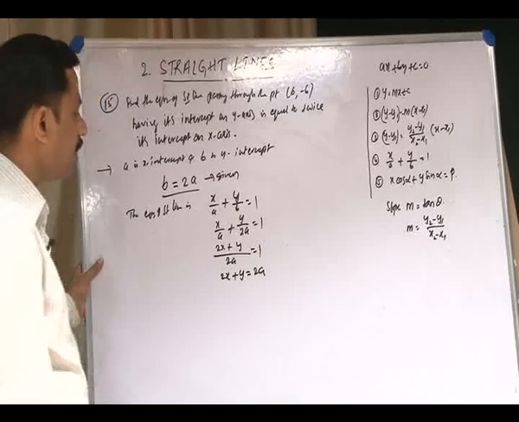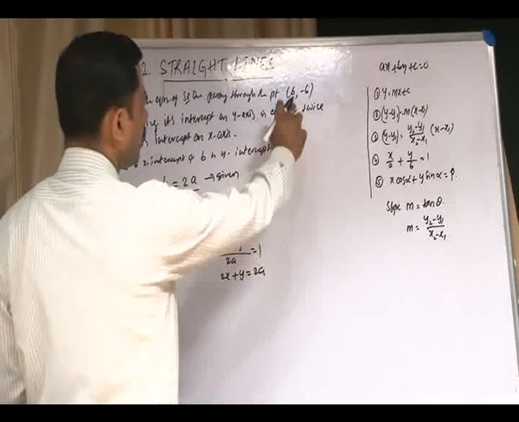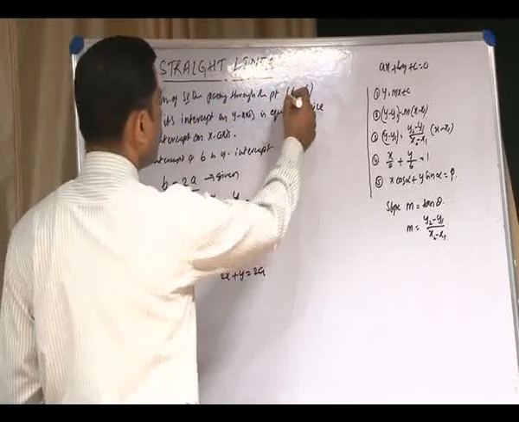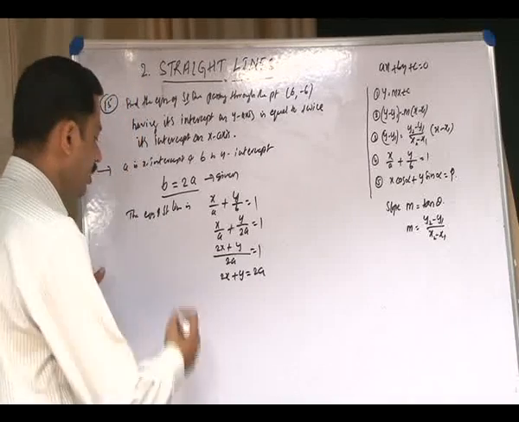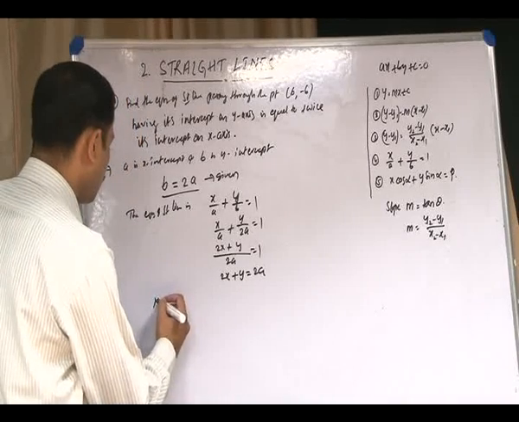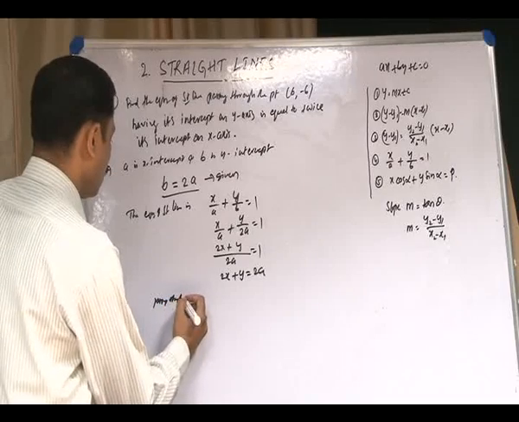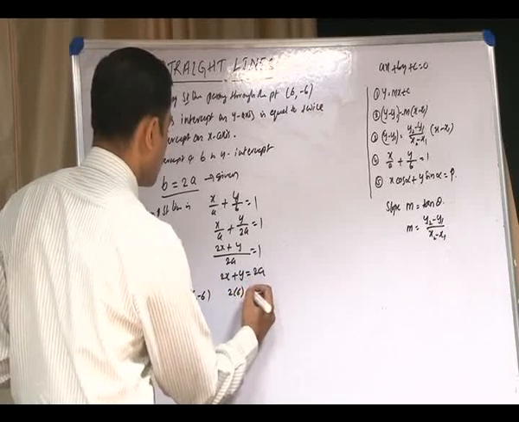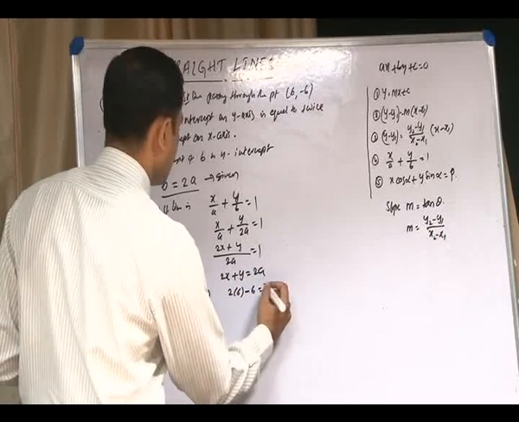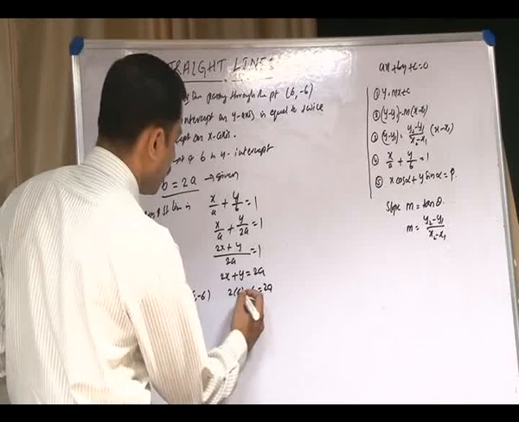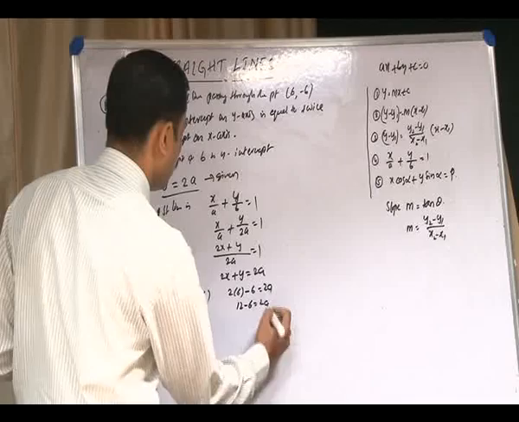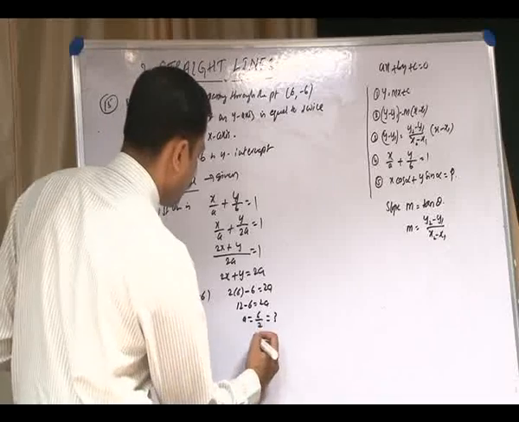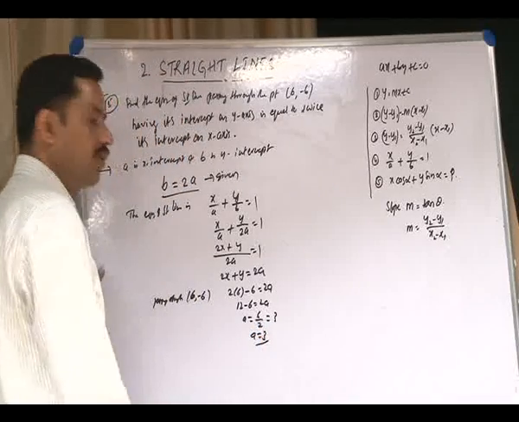To calculate the value of a, we use this point, since this line is passing through the point 6 comma minus 6. We substitute x and y values, 6 and minus 6. So we get 2 into 6 minus 6 is equal to 2a, or you can write 12 minus 6 is equal to 2a. Therefore, a is equal to 6 by 2, that is equal to 3. So the value of the x intercept a is 3.